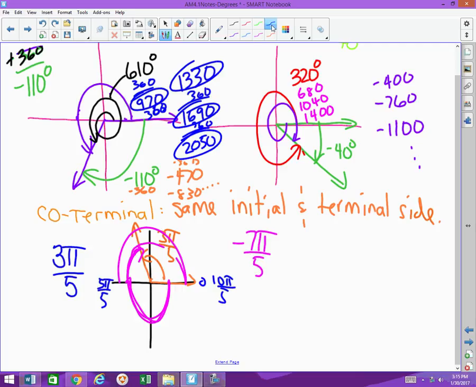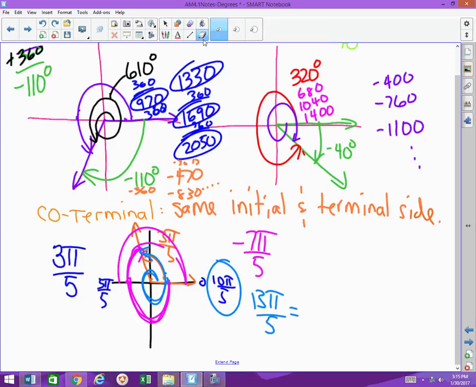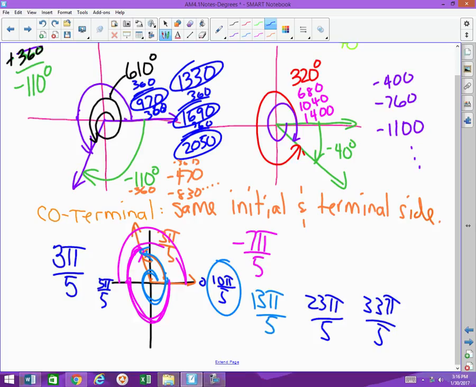Another angle that is coterminal would be this one that starts here, goes all the way around the circle, and then back to there. Well, all the way around the circle is 2 pi, which is 10 pi over 5, and then 3 more, so 13 pi over 5. And then another angle that would be coterminal is if you keep adding 10 pi over 5 to it, so 23 pi over 5, add another 10 pi would be 33 pi over 5. And on this one, if you subtract 10 pi, it would be a negative 17 pi over 5, and so on and so forth.